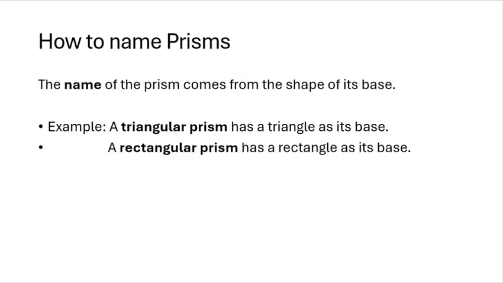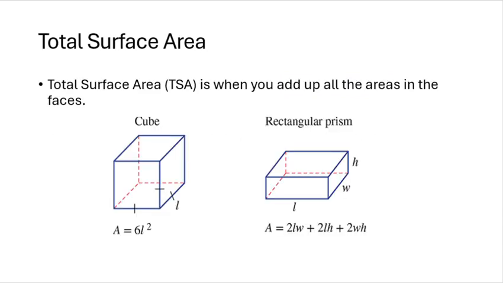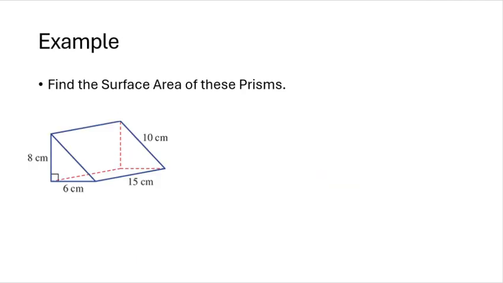How to name them. So the name of a prism comes from the shape of its base. For example, a triangular prism has triangle bases. Rectangular prism has a rectangle base. Okay, pretty obvious. Now, total surface area is what you need to know as well. Reference sheet, especially the two formulas here. So this is the formula to find the total surface area of a cube and a rectangular prism. All you need to do is just substitute the numbers into these formulas here and you'll be perfectly fine.